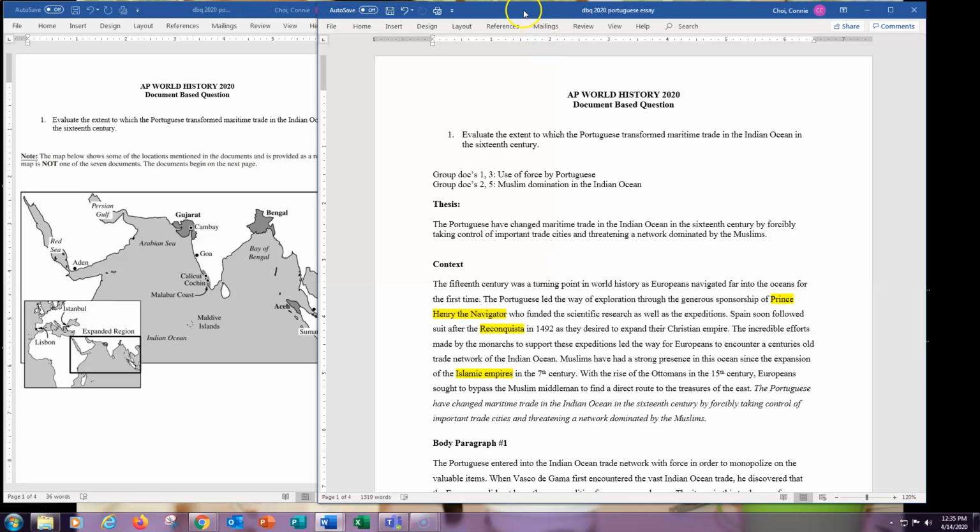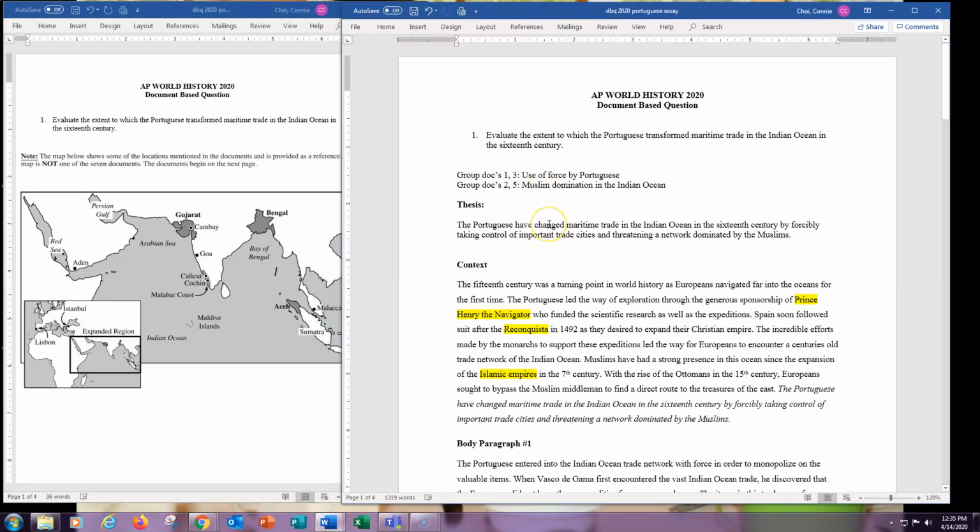Having done the grouping, I'm going to come up with my thesis statement. My thesis statement, as reflected from what I saw in the documents, states this. The Portuguese have changed maritime trade in the Indian Ocean in the 16th century by forcibly taking control of important trade cities and threatening a network dominated by the Muslims. I wrote this thesis based on what I thought the documents were expressing. Here's my first claim, that they were forcibly taking control, and also that they were becoming a threat to a region that was dominated by Muslims.